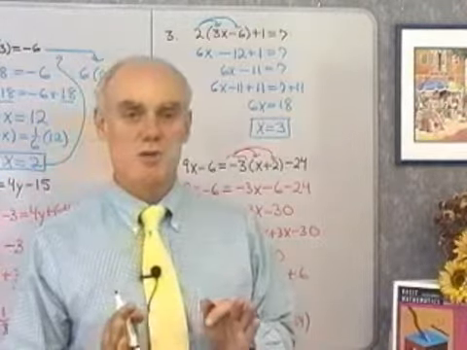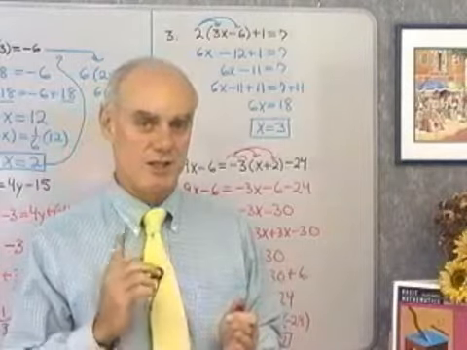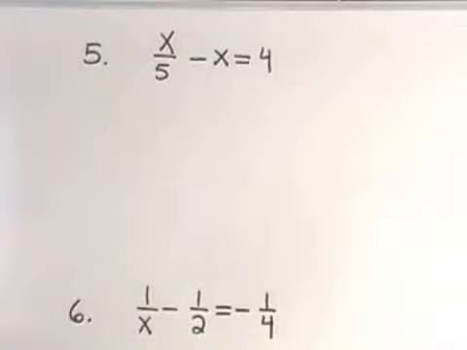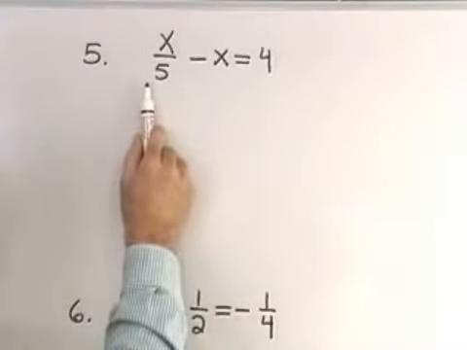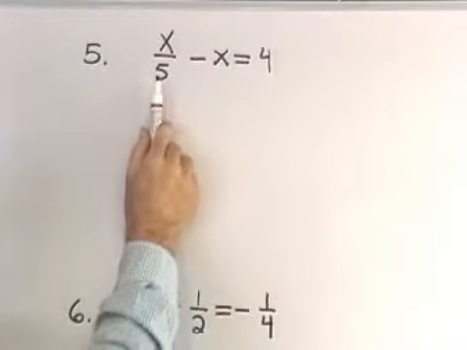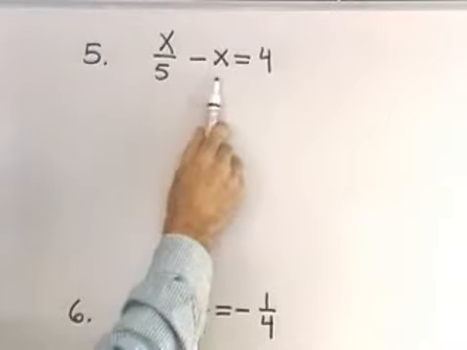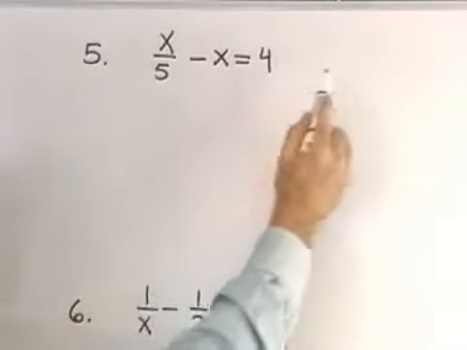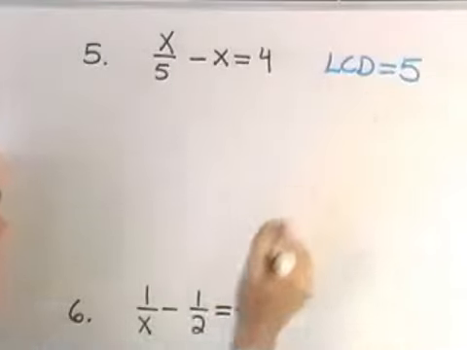The next 2 equations we're going to solve involve fractions, and we're going to alter the steps in our solution process just a little bit. Here I have x over 5 minus x is equal to 4. Now, I could solve this problem right here by working with the fractions, but sometimes it's easier if we get rid of the fractions in the beginning. So I look at all 3 terms here as if they're fractions. This has a denominator 5, denominator 1, denominator 1. The least common denominator for these fractions is the number 5.